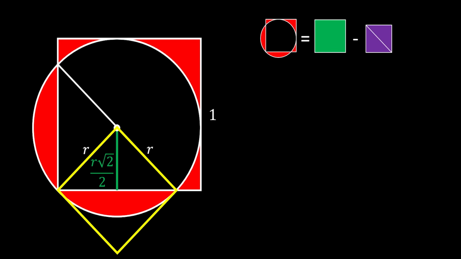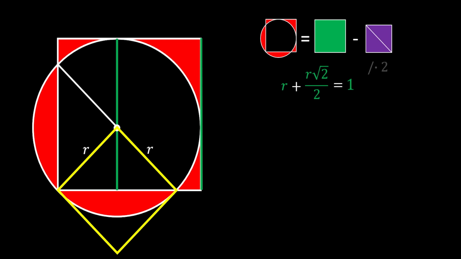Now we can pull another line from the center of the circle vertically up to the upper side of the square. This will also be the radius of our circle. Now, if you take a look at this green line, you can see that it is exactly equal to the side of our big square with a value of 1. So we can form our first equation. We can say that r plus r square root of 2 over 2 must be equal to the side of our big square, and that is 1.